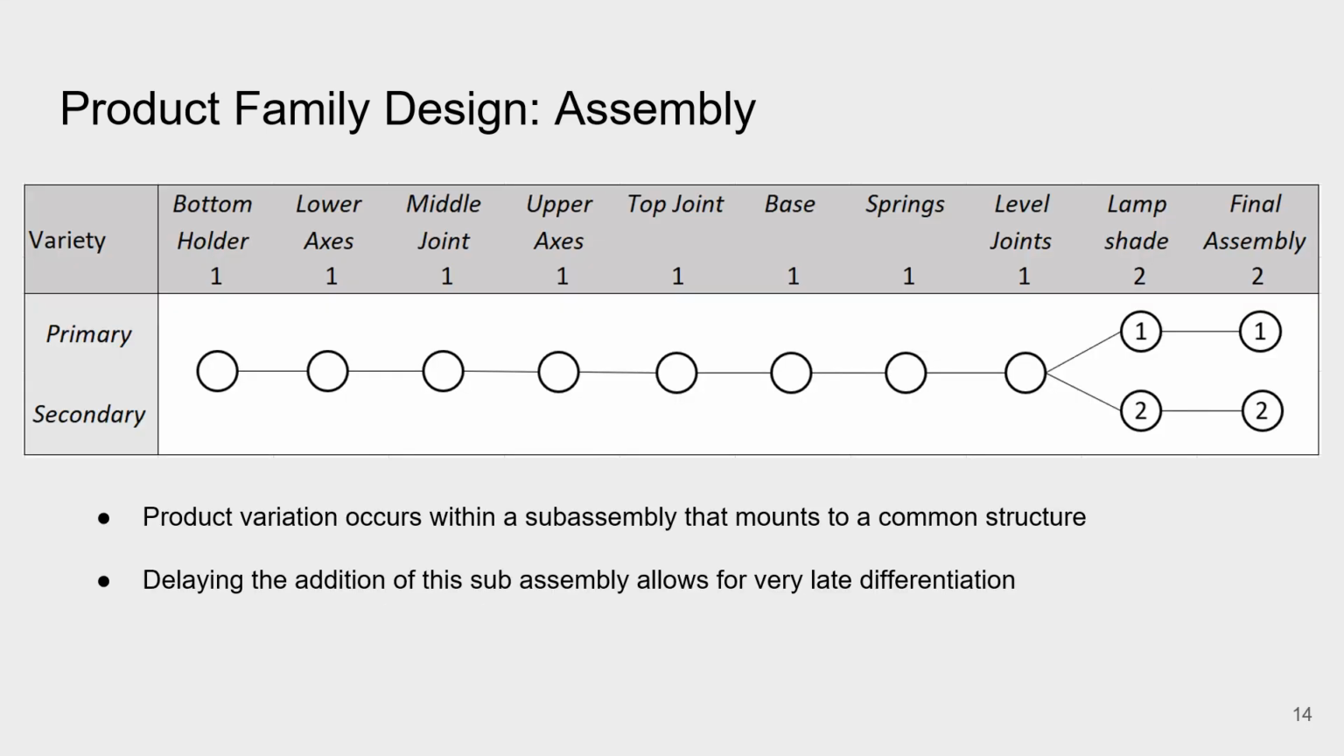The differences between our product only occur in a single sub-assembly that is attached to the main structure of our product. As can be seen in the diagram above, this allows us to significantly delay the differentiation of the primary and secondary products until the end of the assembly process, and reduce assembly costs. Given our current design, this is our ideal assembly sequence.